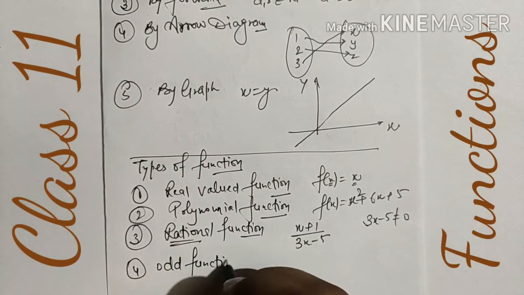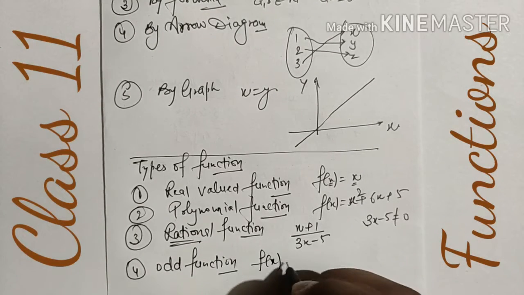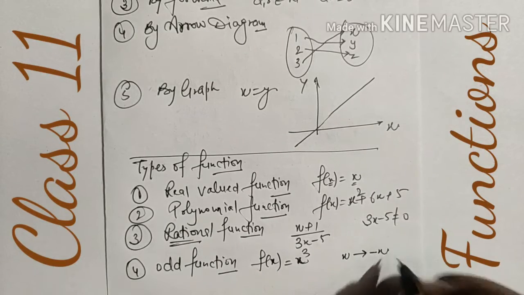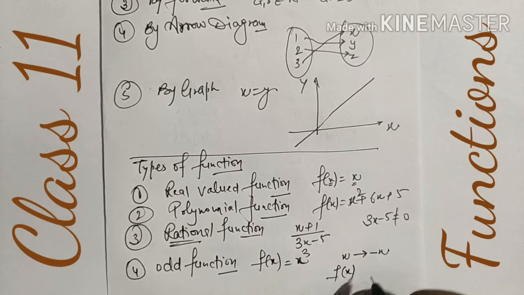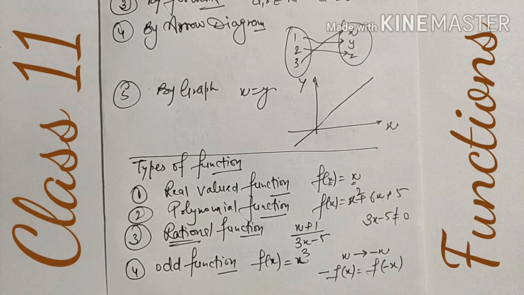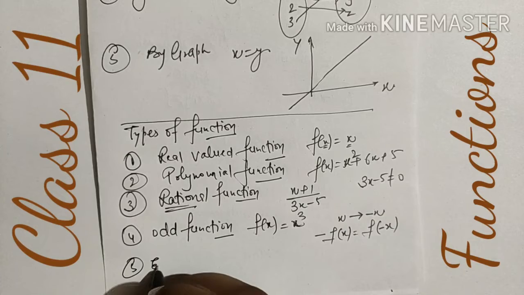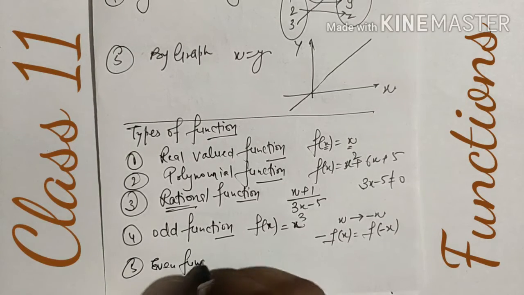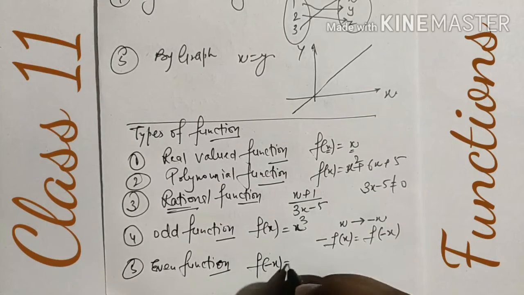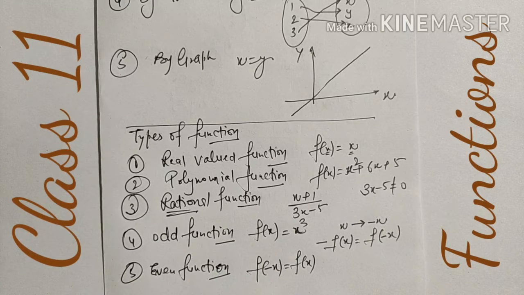Next type of function is odd function. Here odd means odd power. Here f of x is given by, for example, x cube. How can we check? If we change x by minus x, after changing we get f of minus x is the negative of the original. Next type of function is even function. In this, if we change x by minus x, there is no effect on the function, it remains the same.